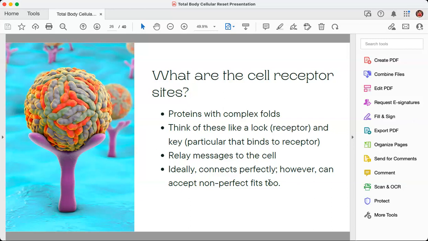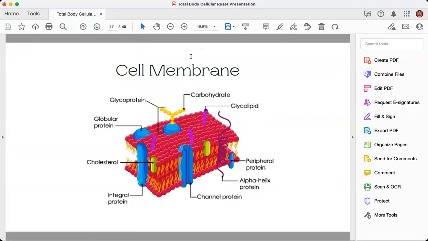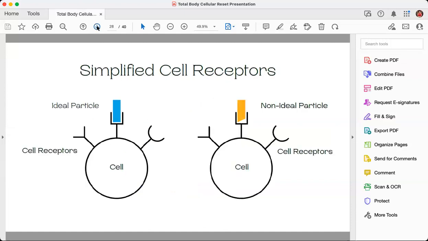Ideally, this can connect perfectly. However, it can accept non-perfect fits too. That's what we'll get into next. So again, this is the cell membrane. You can kind of see how all this is set up with the protein channels, and there's different cell receptor sites. All right, so this is a simplified version of cell receptors.